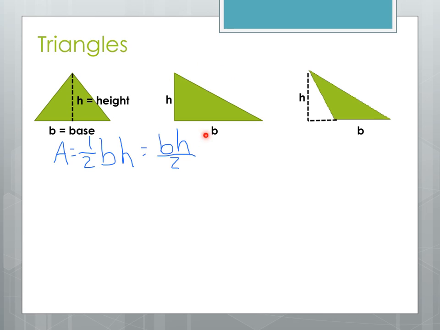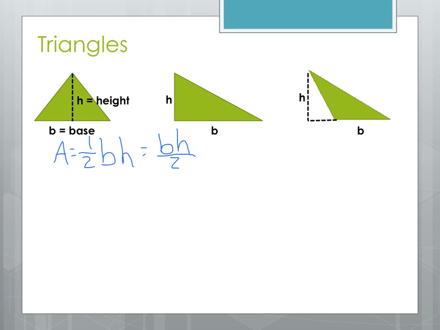For the second triangle here, this is what's called a right triangle. We have a 90-degree angle right here at one of the corners. If this side is the base on the bottom, the line that makes a right angle to that base and goes to the opposite side happens to be this other side here. So in this case, the height is the side of the triangle for a right triangle.